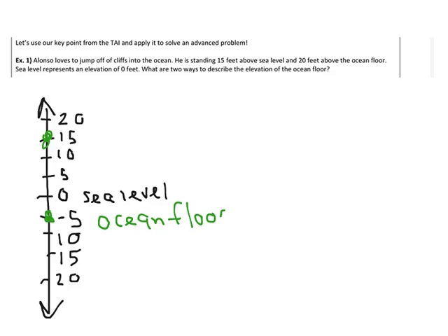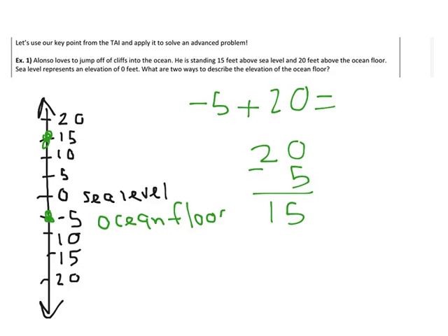If he is standing 20 feet above the ocean floor, that means that we need to think about negative 5 plus 20. So I can draw this as 20 minus 5, and my answer is 15. So that looks like it's right because it says he's standing 15 feet above sea level and 20 feet above the ocean floor, and we've already plotted Alonzo at 15 feet of elevation. So we did that correctly.